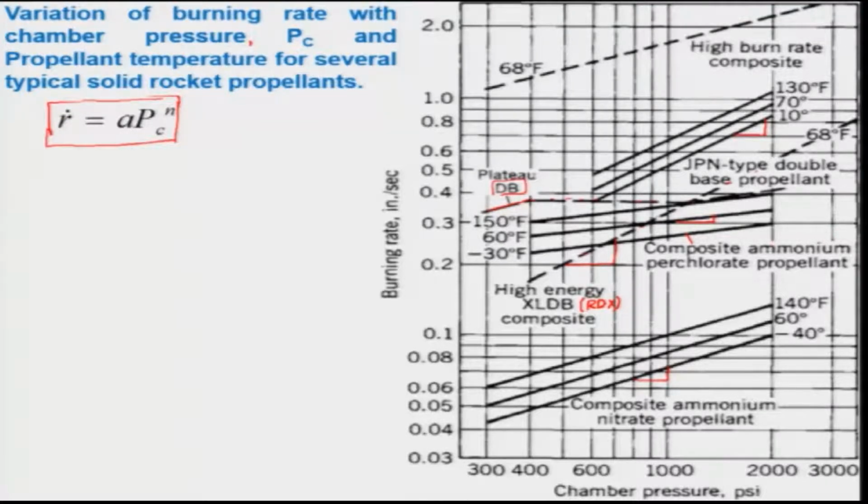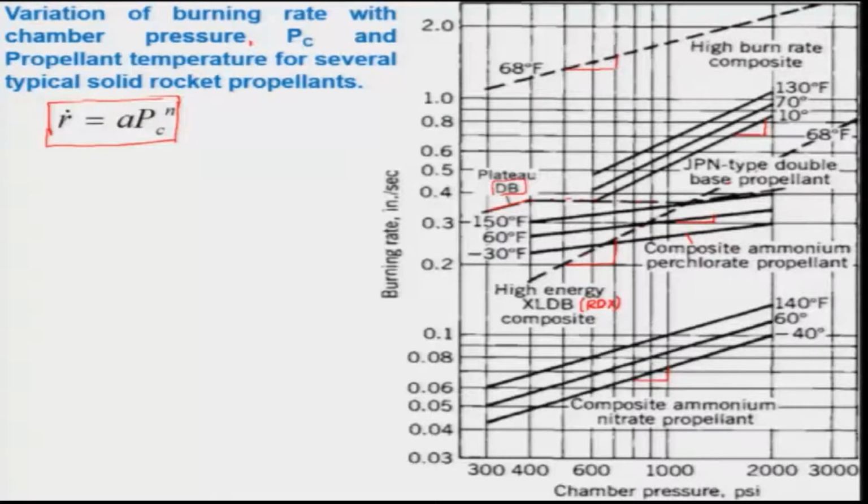And there is another high burn rate propellant shown here, corresponding to 68 degree Fahrenheit, which also has a higher slope and a high range of burning rate as compared to even the high energy XLDB composite propellants. Of course, the slope is a little lower as compared to this XLDB composite propellant, but the range is maybe 1 to beyond 2, or 2.1 inch per second.